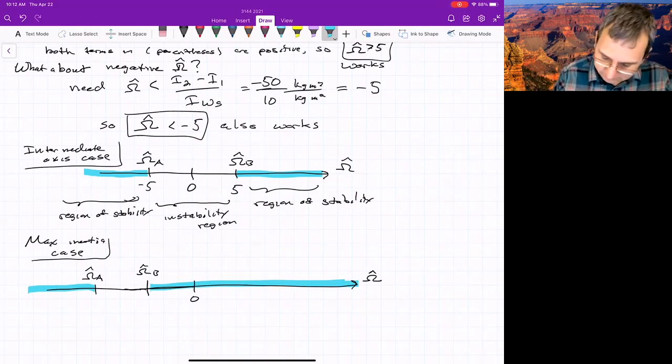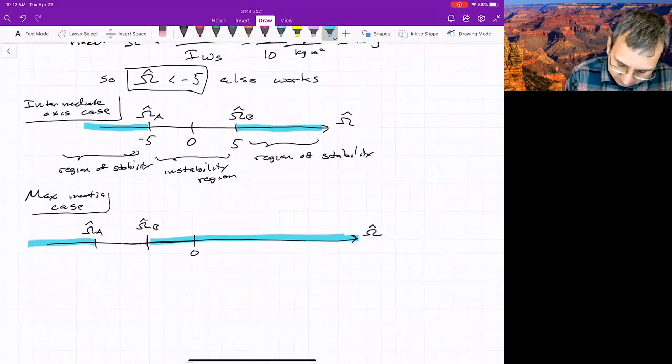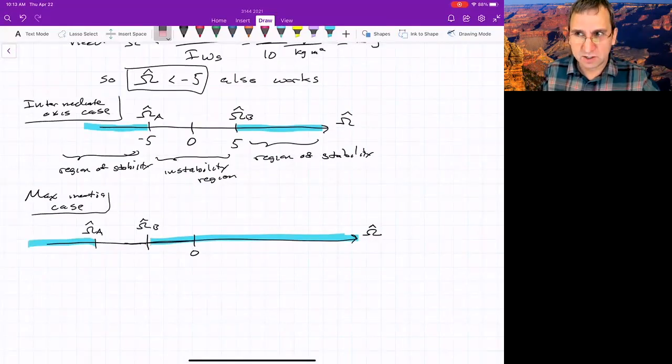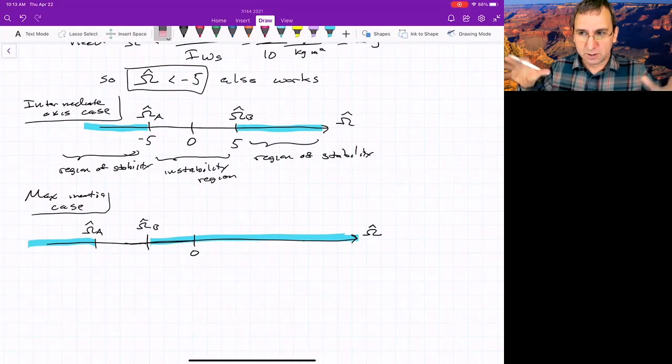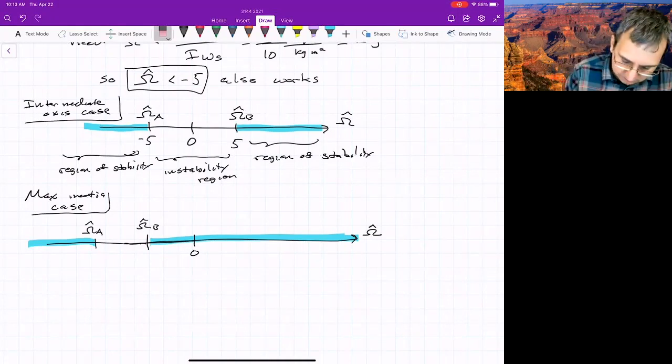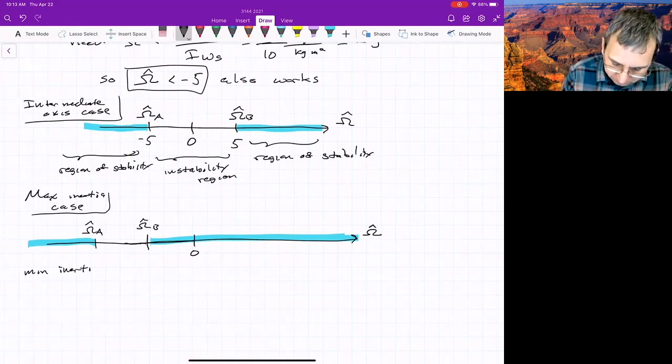But we had said that, at least long term, the minimum inertia case is unstable due to energy dissipation because of vibrations in the structure. So the other case that's typically used when you've got this dual spin is the min-inertia case.